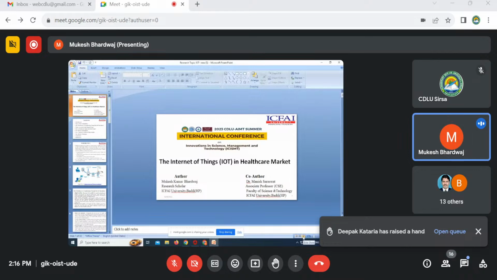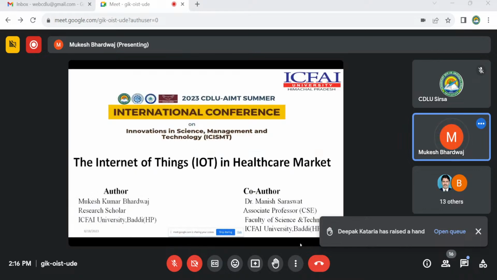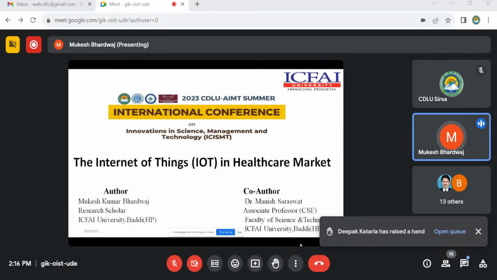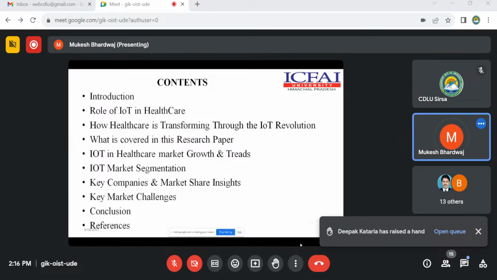Sir, just a minute. My paper is Internet of Things, IoT in Healthcare. Today we are generating lots of data, or we are in the age of digital. So when we talk about digital, we have lots of opportunity in medical science. So my topic is the Internet of Things in the healthcare market. Today, the healthcare market is a very large opportunity in IoT. With the help of IoT, my content is introduction, role of IoT.